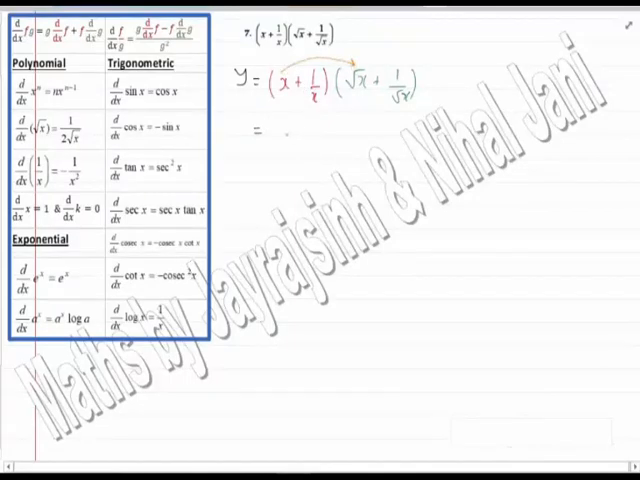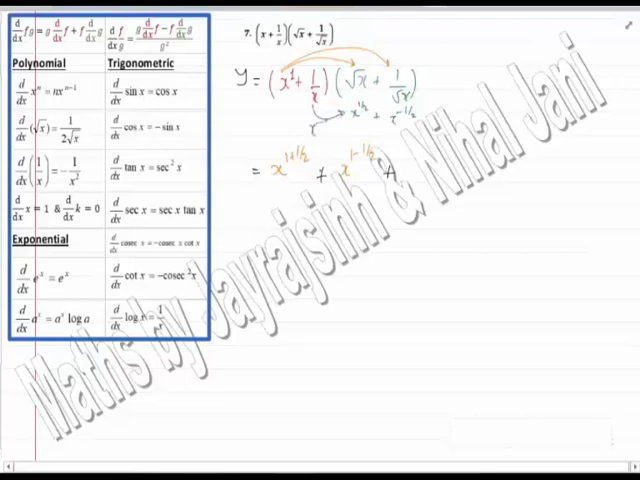X multiply with root x. Basically, root x is x raised to 1 by 2, and 1 upon root x is x raised to minus 1 by 2. So we have to multiply x raised to 1 into x raised to 1 by 2, or we can say we will get x raised to 1 plus 1 by 2. Okay, now let's multiply x raised to 1 with x raised to minus 1 by 2. So the second term will be x raised to 1 minus 1 by 2 plus, now it's time for 1 by x into x raised to 1 by 2.